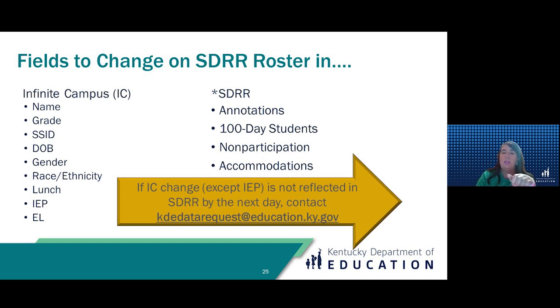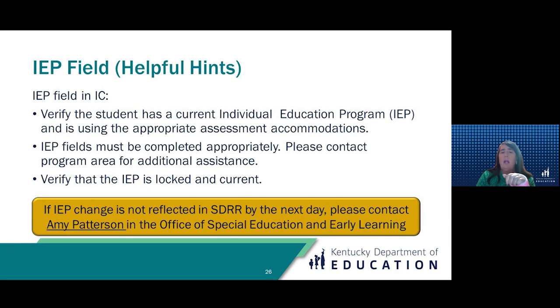Now, what you'll see on the screen is the KDE data requests. So for example, if you made the changes in IC and accepted the IEP and it's not reflected in SDRR by the next day, you want to contact KDE data requests. That's our Infinite Campus general mailbox, and they'll be able to help you with some issues that are happening in Infinite Campus.